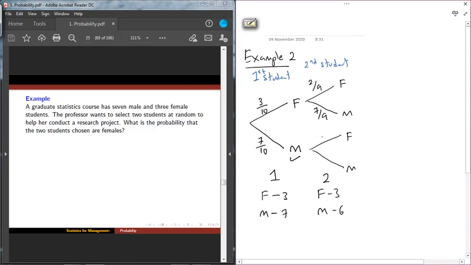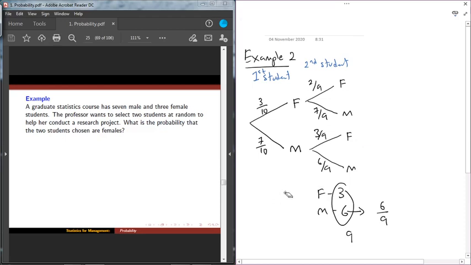What is the probability of choosing second student as a female? Total is now again 9. Female is 3, so 3 over 9. So I write here 3 over 9. You also can write 1 over 3 if you simplify. And for the second student as a male, male is chosen, so male become now 6, female unchanged, total is 9. For me to choose a second student is 6 over 9. This is how we have to see the whole thing.